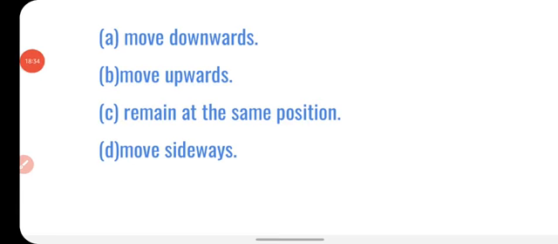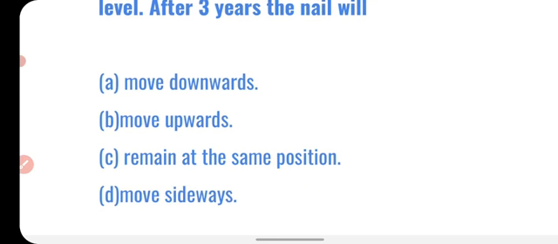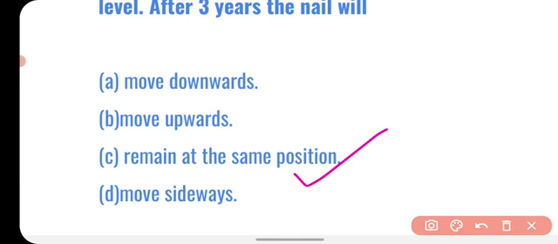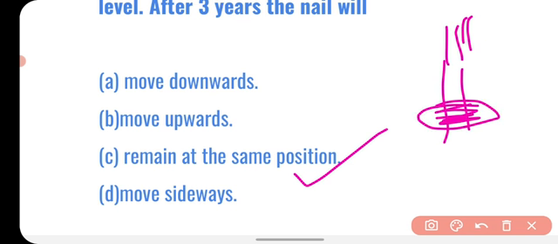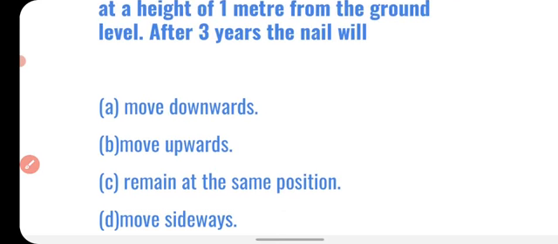Here, because plants grow from the apical meristem, the nail will remain at the same position. The nail will remain at the same position because the upper part of the plant will grow upward, and the part of the plant with the nail will remain at the same position. So the correct option is the same position.